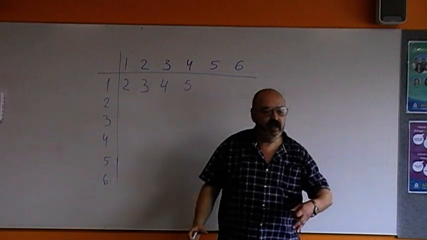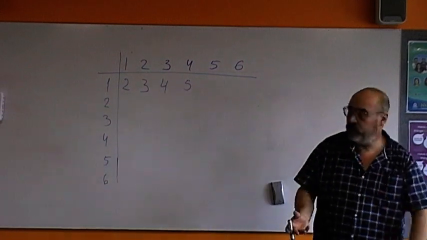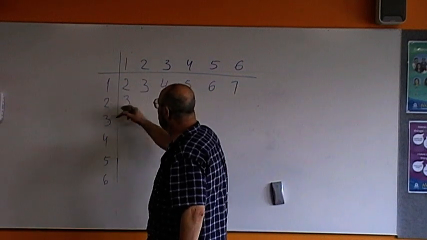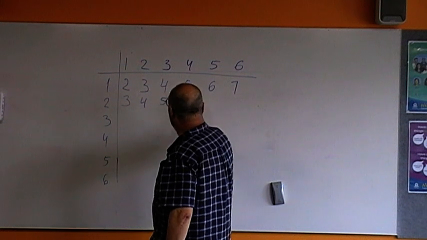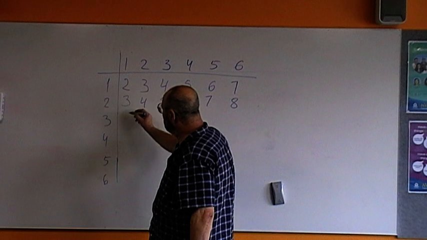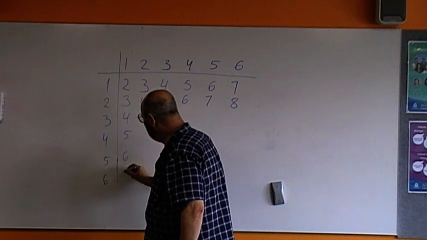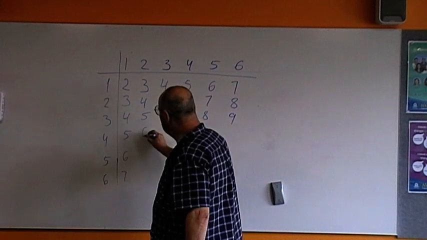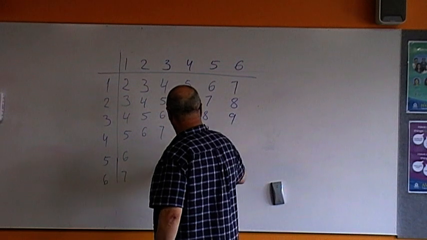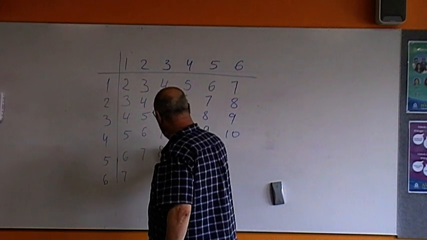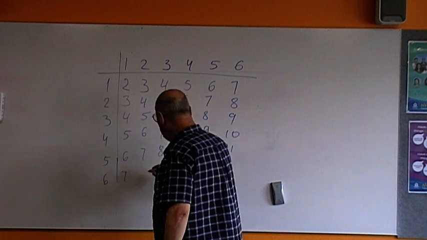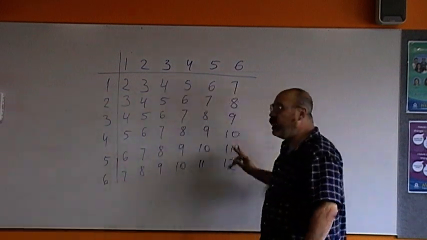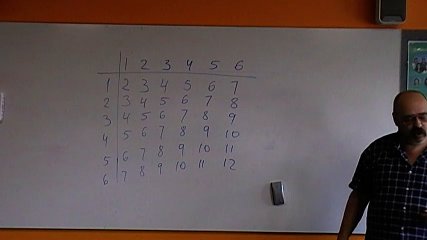And what will be the sum of the uppermost numbers? 1 plus 2, 3, 2 plus 2, 4, 5, 6, 7, 8. You can probably see the pattern: 4, 5, 6, 7, 8, 9, 6, 7, 8, 9, 10, 7, 8, 9, 10, 11, 8, 9, 10, 11, 12. So that is how we list all possible outcomes.